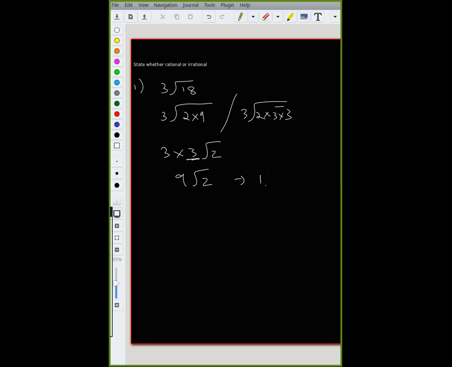So this is irrational. Why? Because we know a rational number into an irrational number will give you an irrational number, right? So it's an irrational number. Okay. Do another one, all of you.